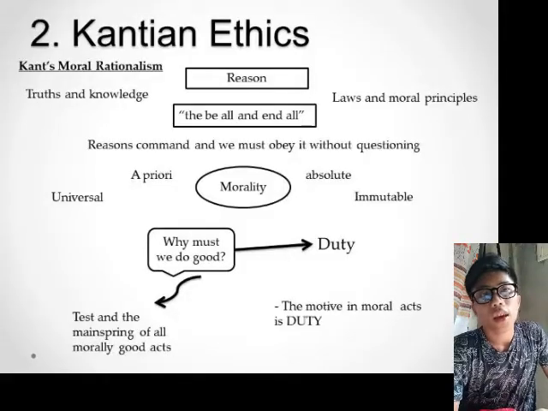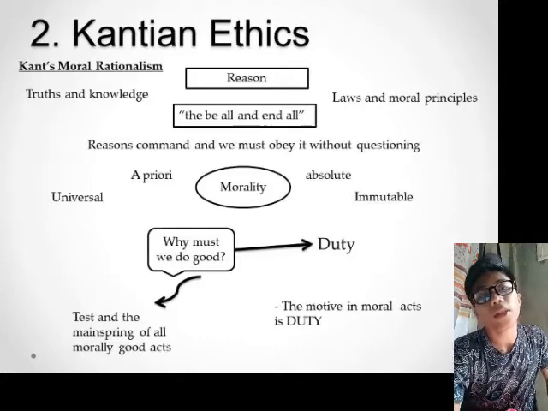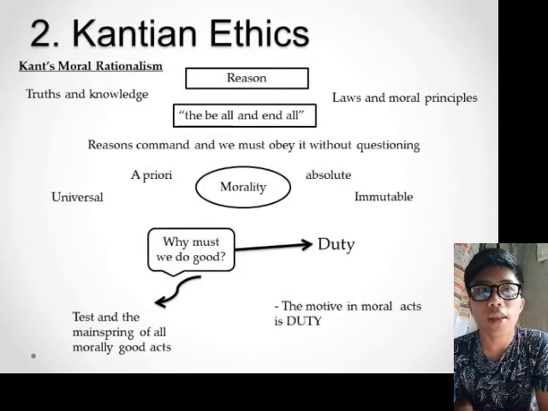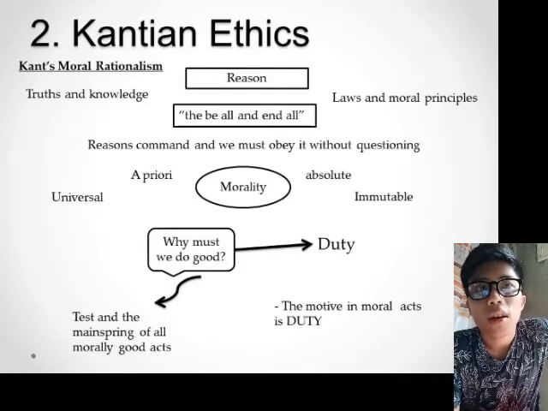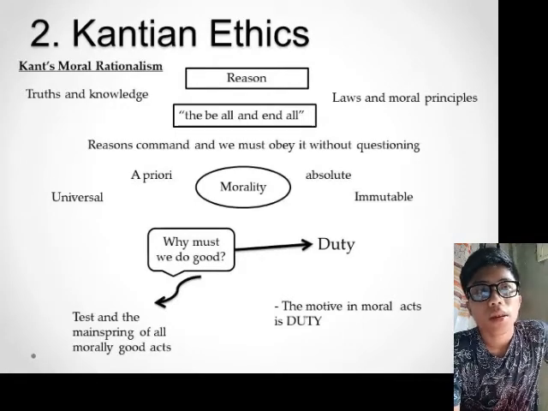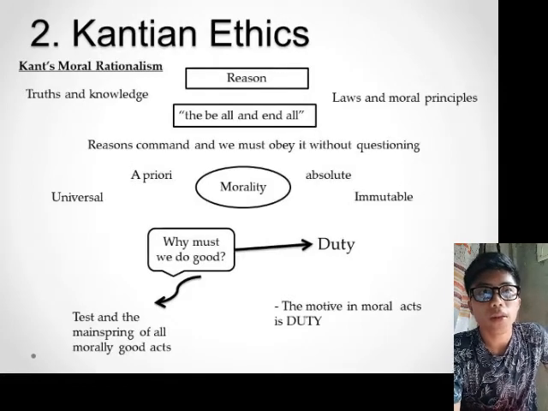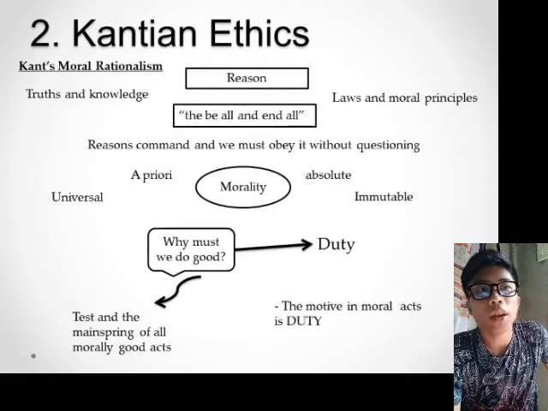So we go for the second normative ethical theory, the Kantian ethics, founded by Immanuel Kant. Here we have moral rationalism. Kant believed that reason is autonomous. For him, it is the be-all and end-all of everything.